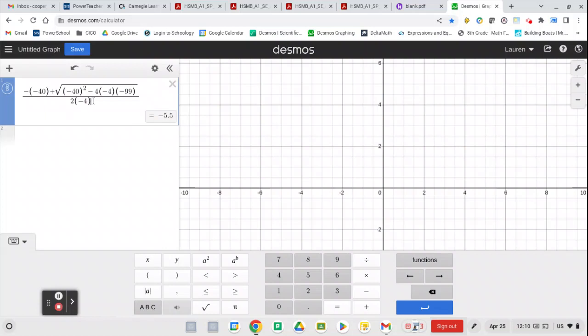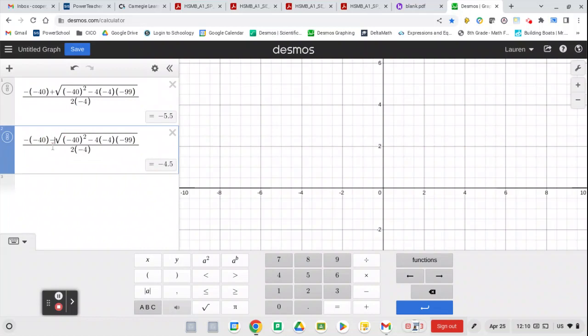Then, Ella, you take this and highlight it, Control C, Control V, and change this plus to a minus, and you get negative 4.5. So you can highlight it and change the plus to a minus because you have to get two answers. That's where the plus minus comes from. You do the exact same thing except you make it a minus instead of a plus, and that gives you negative 4.5.